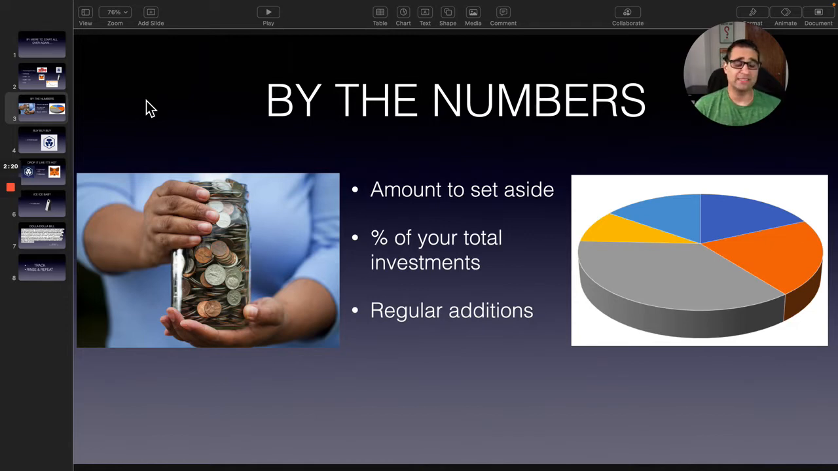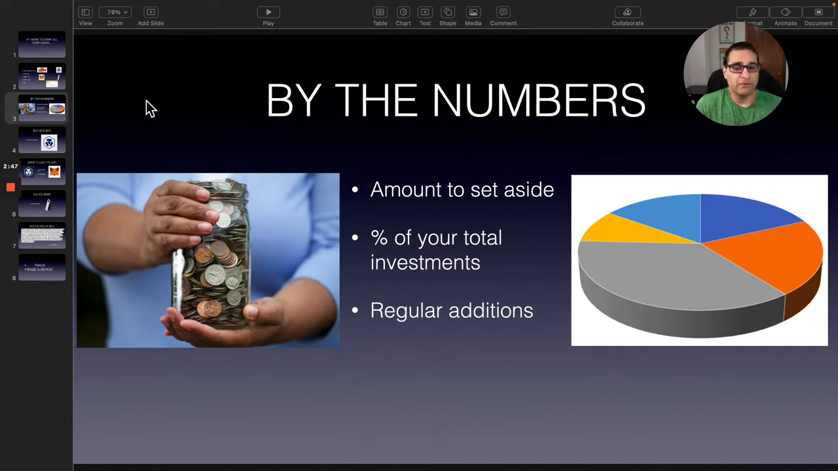And when I say amount to set aside, you have to factor in everything, right? Your expenses, and if you are investing in something else, how much of that are you going to take away from there and put into crypto. Or just in general, from a paycheck perspective, how much of your paycheck can you take out week to week, month to month, bi-weekly, whatever the schedule is. And that's what regular addition means.